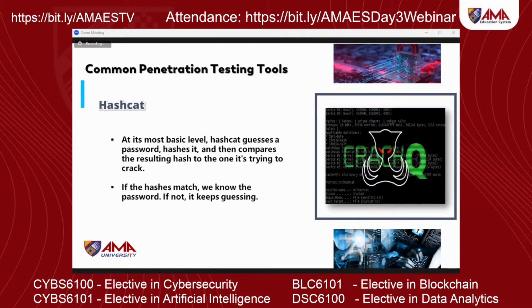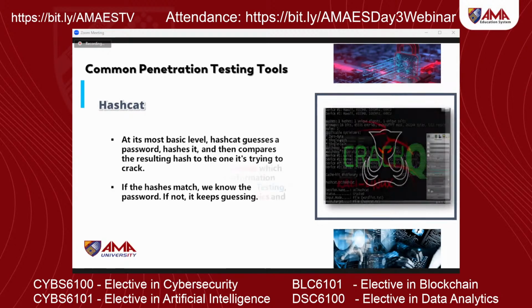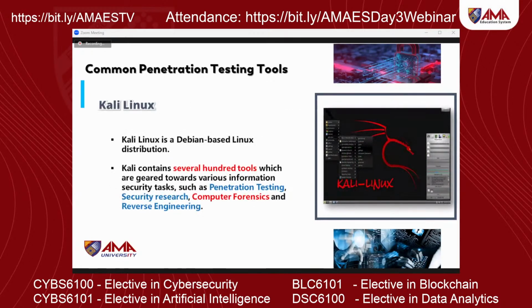One is the hashcat. At its most basic level, hashcat guesses a password, hashes it, and then compares the resulting hash to the one it's trying to crack. If the hash is match, we know the password, of course. If not, it keeps guessing. So hashcat is one of penetration testing tool that is concentrated on passwords.